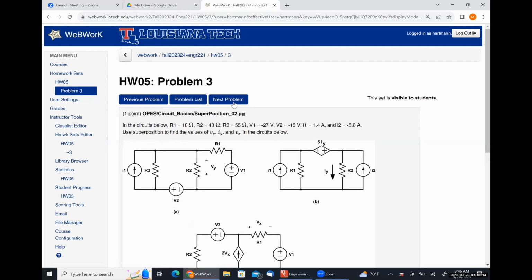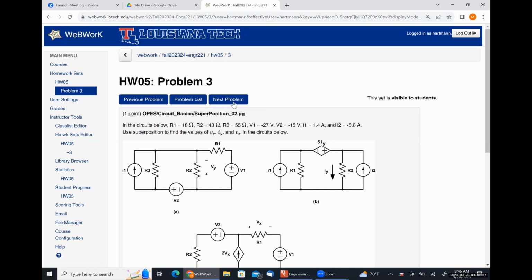For problem 3, part A is a great practice problem for superposition that will also help to reinforce the concepts of voltage and current division. Parts B and C are hot garbage for superposition.